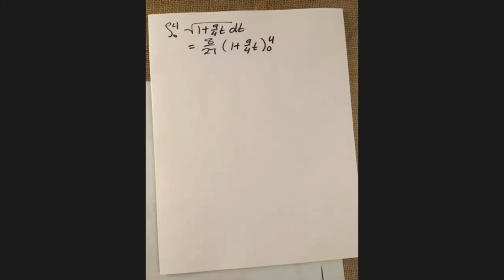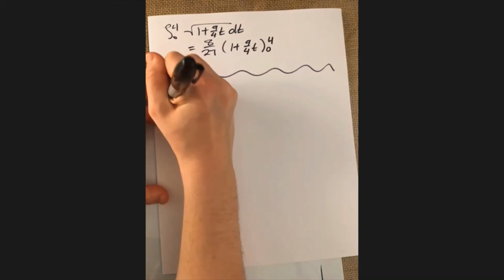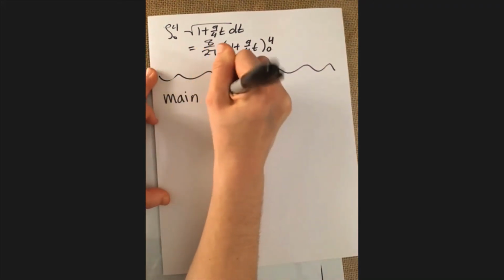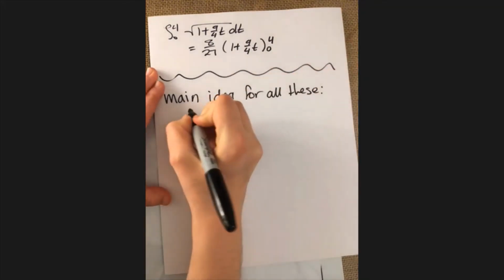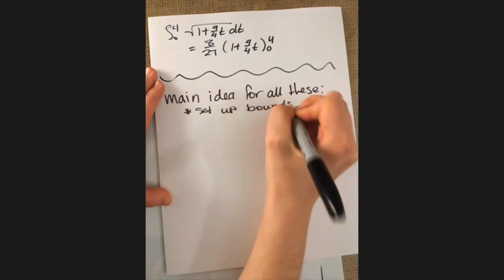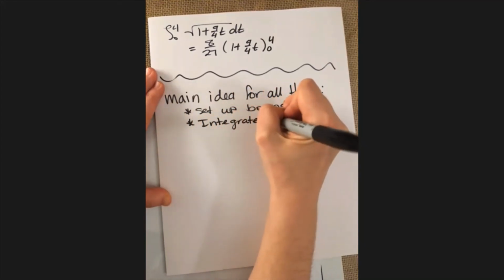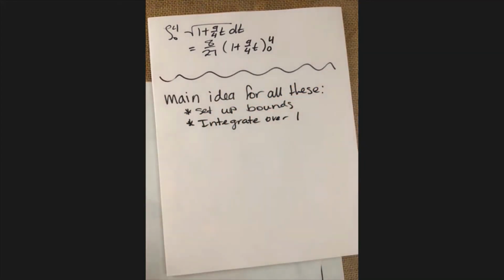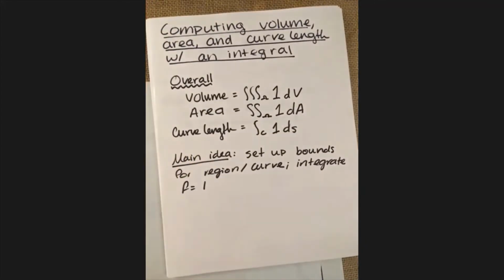But anyway, the big idea behind this was to set up the bounds and integrate over 1 in each and every single one of these cases. So if we go back to our first page here, this is really the big thing that we want to be looking at whenever you're looking for volume, area, or curve length.